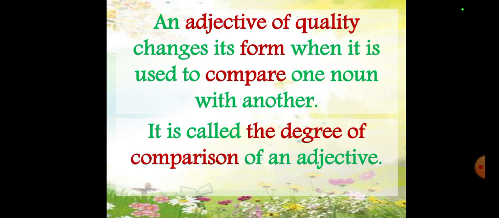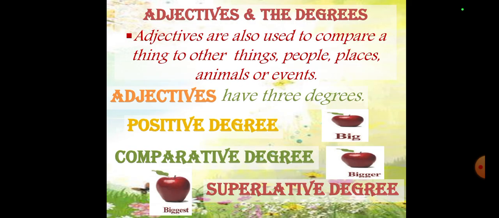It is called degrees or comparison of adjectives. Whenever we have to compare something with someone, and that is an adjective, that means we're going to do the comparison, or you can write the degrees or the comparison of adjectives. So adjectives, and there are 3 degrees.